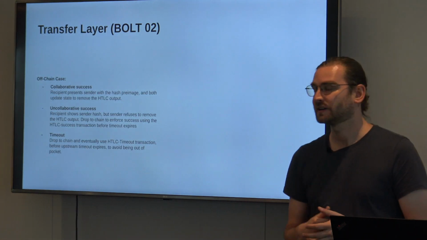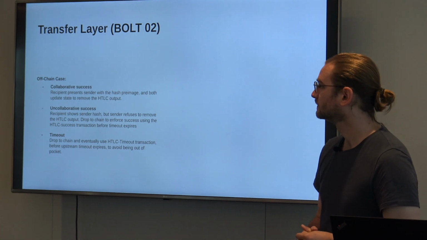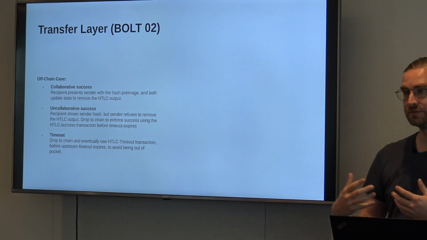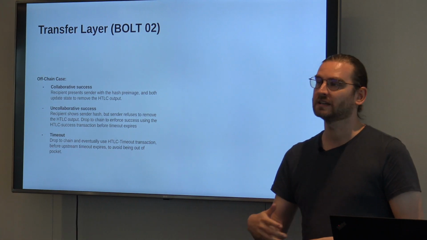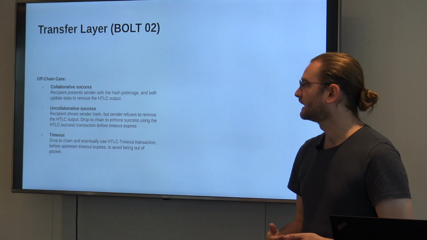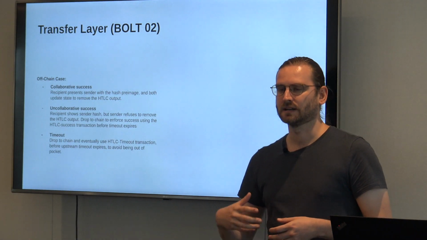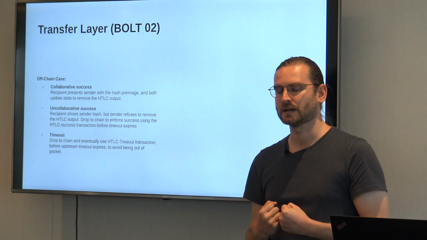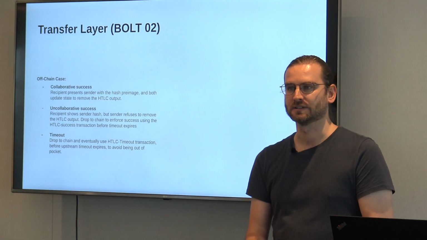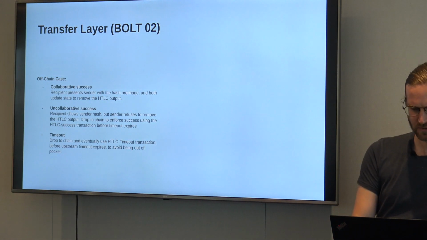One layer up is the transfer layer, and that's specified in BOLT 2. That basically is a construction where, on top of the update layer, we create an output that has a very specific structure, namely that either I show a secret and I can then grab my money, or I don't show a secret and it eventually times out. So I can actually show you the output first.